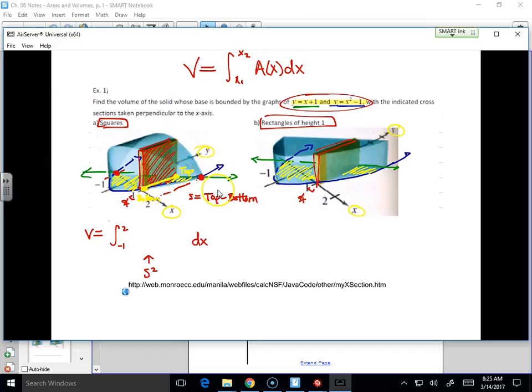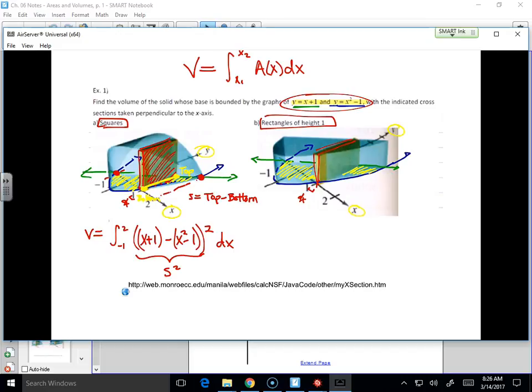So how do I get the s squared? I say who is the top, and the top is x plus 1, minus who is the bottom? x squared minus 1. Side squared dx. So here's my side, and I need to square him. So we think about the area formula of a square, it's side squared. And we go up to the picture and say, who is the side? The side is going to be the top minus the bottom.